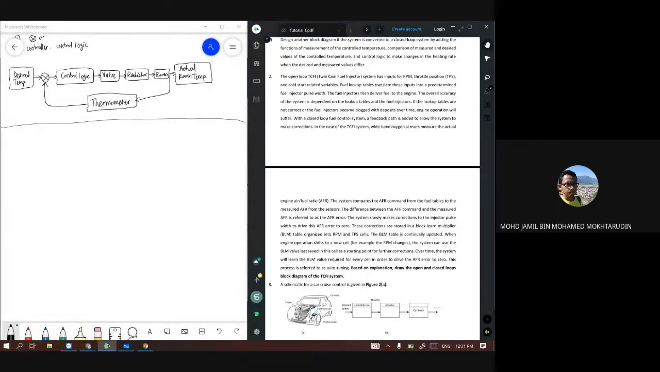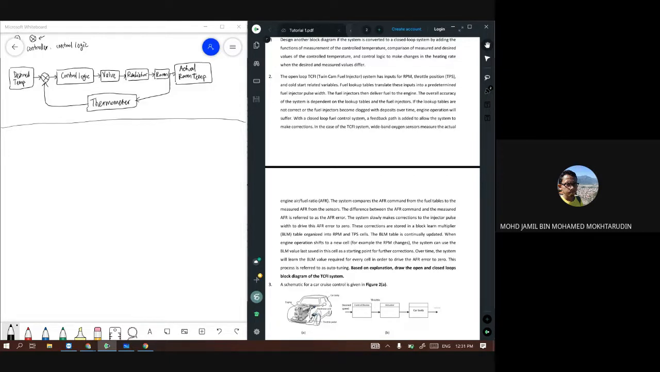The difference between the AFR command and the measured AFR is referred to as the AFR error. The system slowly makes corrections to the injector pulse width to drive the AFR error to 0. These corrections are stored in a block learn multiplier (BLM) table, organized into RPM and TPS cells. The BLM table is continually updated.